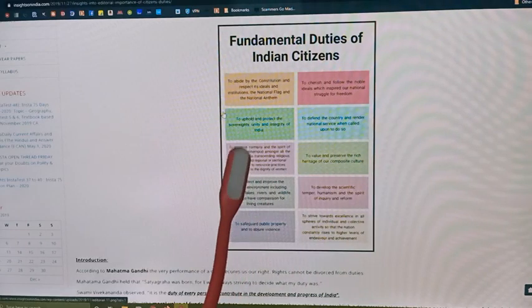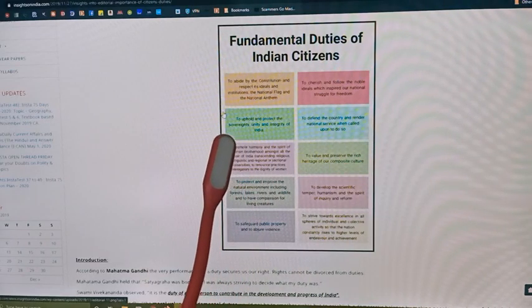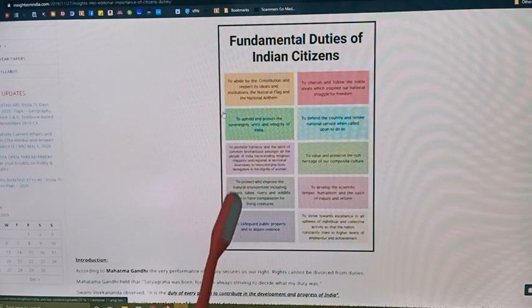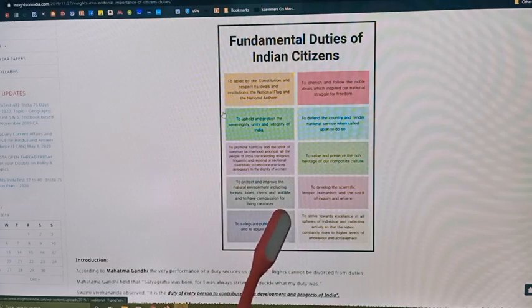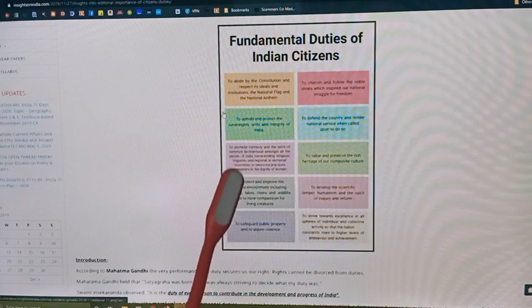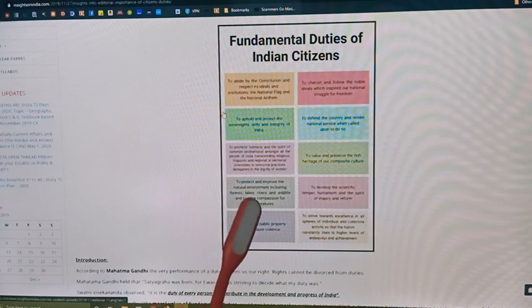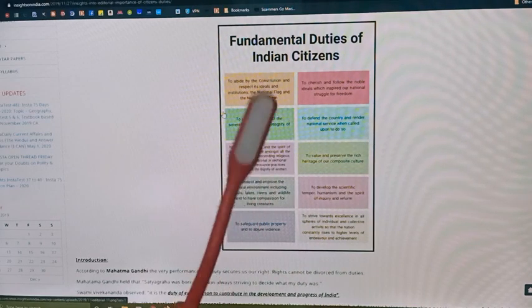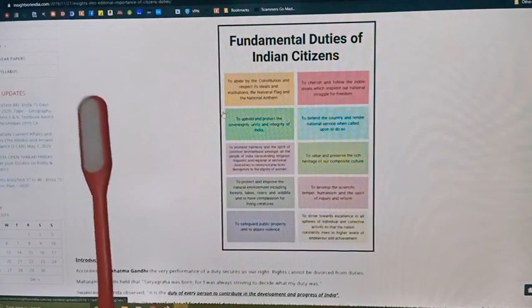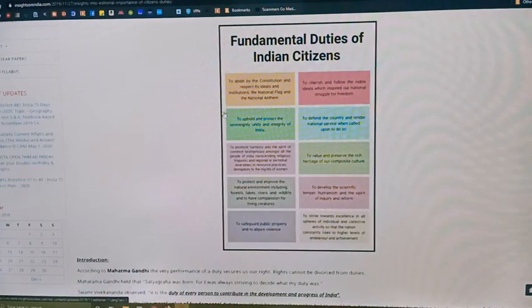It is not binding, but as a civilized society we are supposed to do it. Okay, it is not enforceable by law, meaning if someone is not following, they are not going to jail, but these things we are supposed to follow as better citizens. So we will have an elaborate discussion on fundamental duties and fundamental rights in the very next chapter.